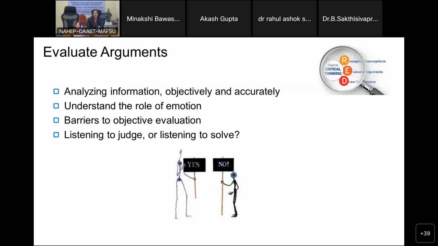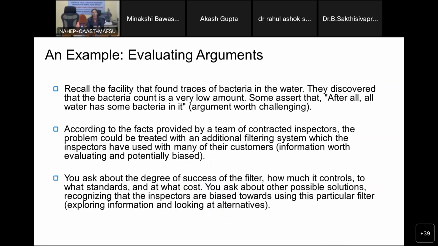What we see and what we listen to is not every time the fact. Not every time is the truth. So you need to evaluate, you need to understand, and your argument needs to be based on all these things. Okay? All right. So take the same example I am going on with, that the facility found traces of bacteria. After evaluating the arguments, how does the thing change?